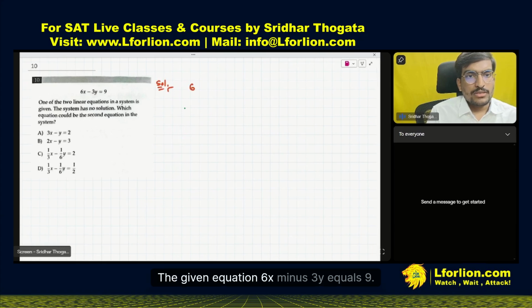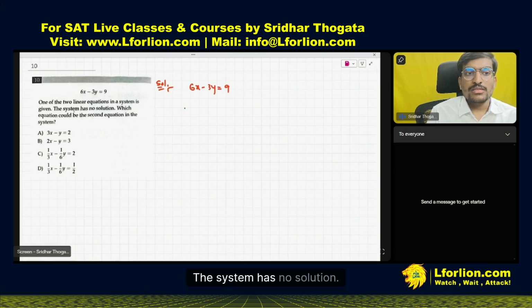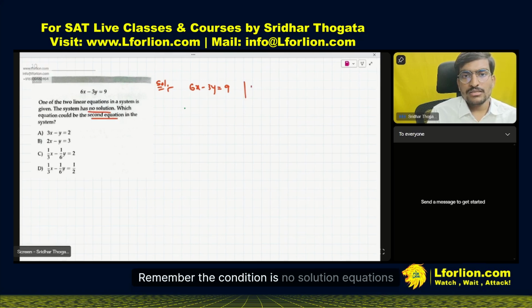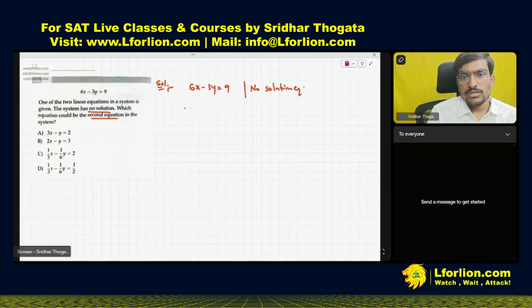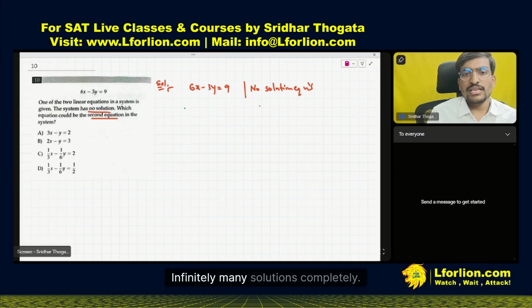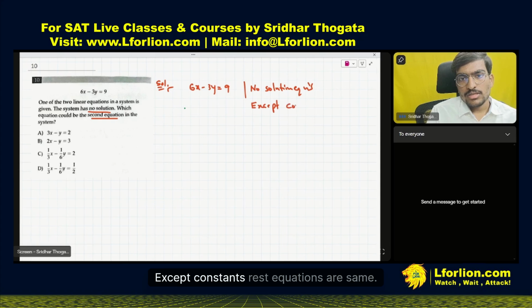The given equation is 6x minus 3y equals 9. It is one of the two linear equations in a system. The system has no solution. Which equation could be the second equation? Remember, the condition is no solution. What do we mean by no solution? Everything is the same, but the constants are not the same. For infinitely many solutions, both equations are the same. So, except for the constants, the rest of the equation is the same. This is the condition we know for no-solution equations.